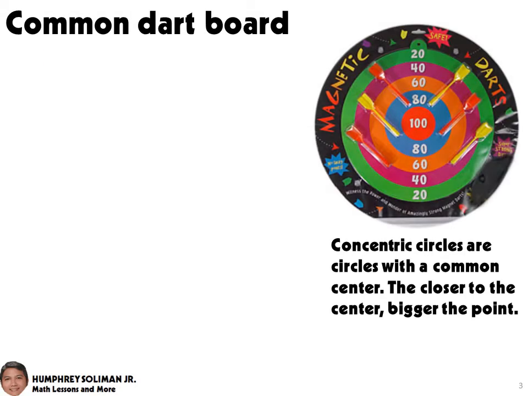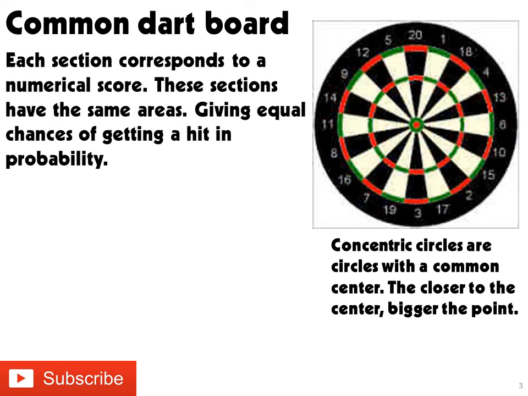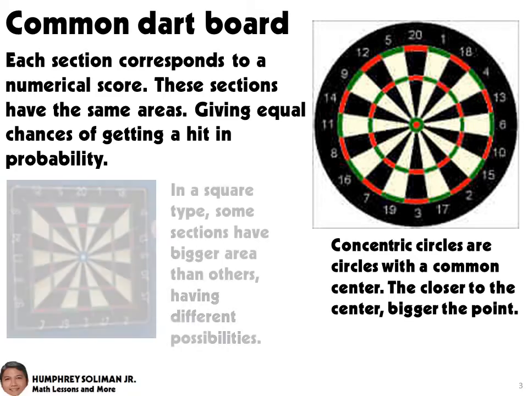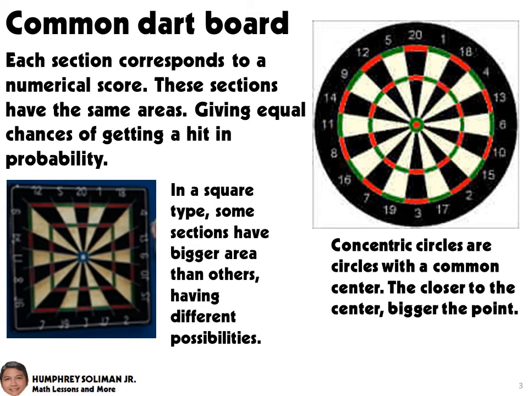A common dartboard is made of concentric circles. These are circles with a common center. The closer to the center, the bigger the point they will get. There are other types of dartboards. Here, each section corresponds to a numerical score. These sections have the same areas, giving equal chances of getting a hit in probability. In a square type of dartboard, some sections have a bigger area than others, having different probabilities.